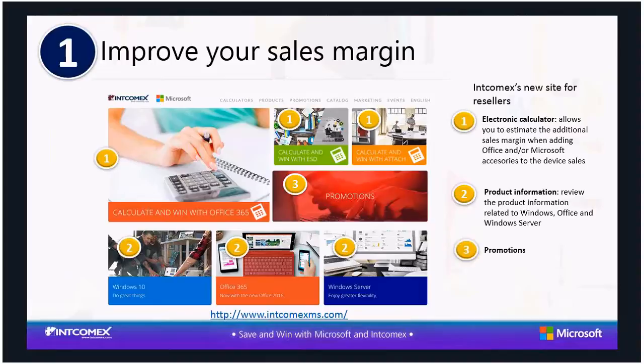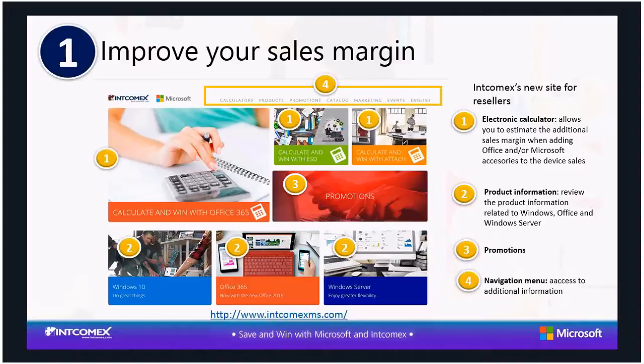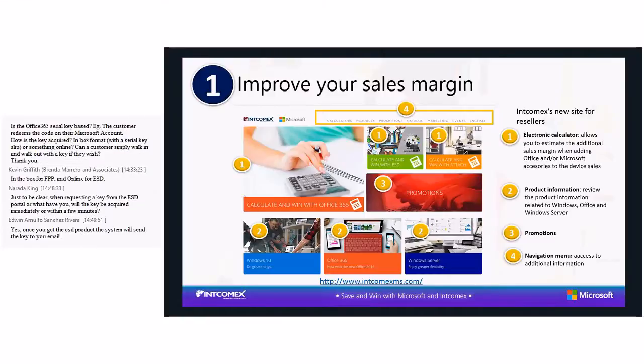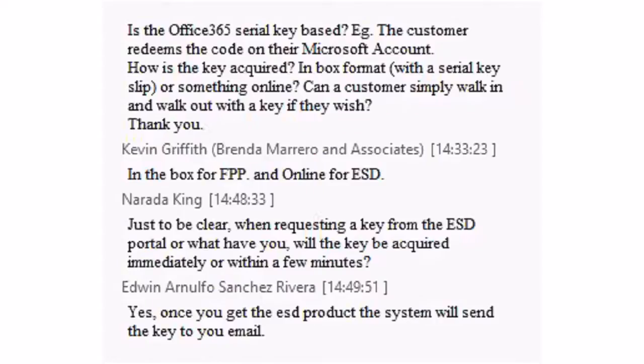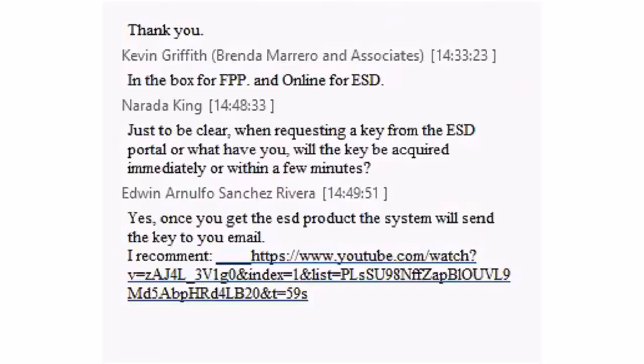Number 3, we have a section where we're going to be promoting or making available to you all the different promotions available. So you will have everything in one place. And finally, on the navigation menu, you have access to some other resources, like, for example, marketing content from Microsoft and where to find it, the Incomex catalog, if you need, contact us for support, and anything else that you might need. So right now I'm going to stop sharing the presentation and I'm going to start sharing my desktop because I want to show you live how the tools, the calculator work.